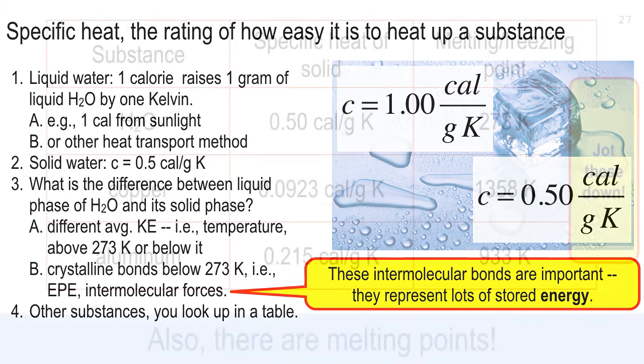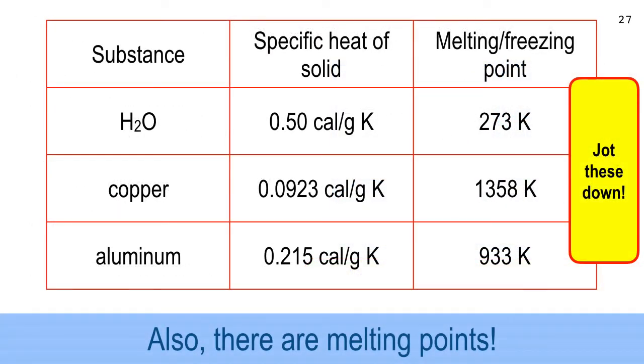So let's go ahead and jot down a few here. There are some melting and freezing points. Water, copper, and aluminum. And I'm going to ask you a question about these, so make sure you jot these down for the next clicker question. The specific heat of solid H2O, and these are just solids now, we already know what liquid water is. For solid H2O, 0.5 calories per gram Kelvin, melting and freezing point 273 Kelvin.